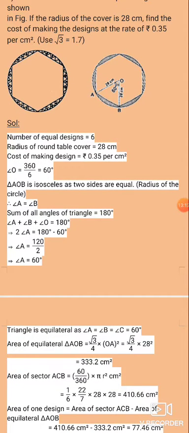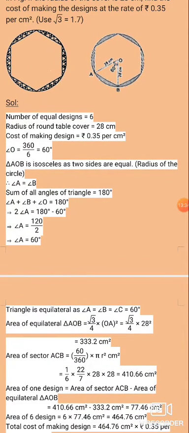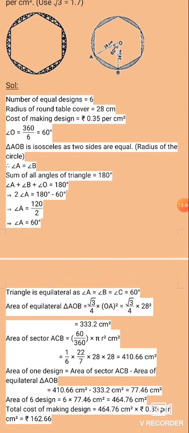So listen carefully. Area of one segment. To find out area of the one segment, area of one sector minus area of the triangle. So first you need to find out area of the sector. That is theta by 360 into pi r square, where theta is 60, so 60 by 360 into pi, that is 22 by 7 into radius 28 into 28. What is the answer at last? What we get? 410.66 centimeter square.